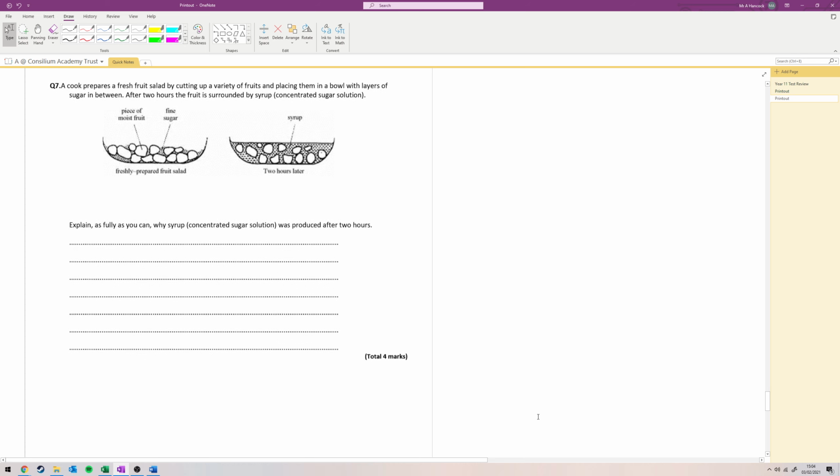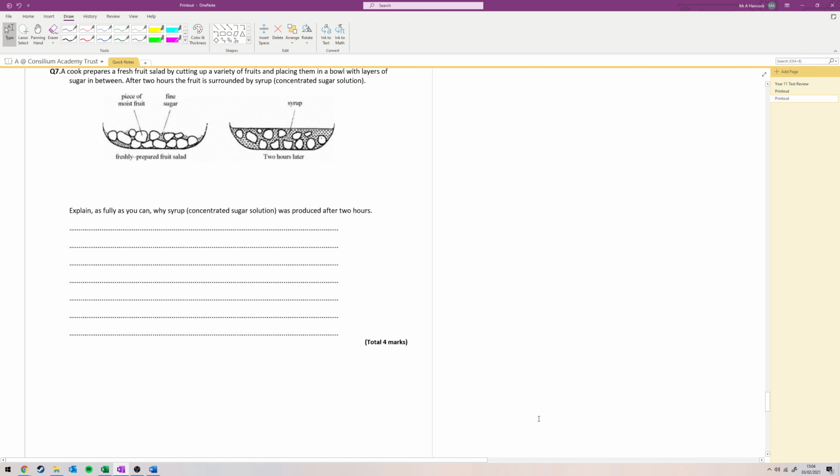Question 7. A cook prepares a fresh fruit salad by cutting up a variety of fruits, placing them into a bowl. After 2 hours, the fruit is surrounded by syrup. So let's have a look at my fruit piece. Here's my fruit piece. It's a piece of moist fruit. They put sugar on the outside. Actually, I'm going to make my fruit piece a little bit bigger. I'm going to do it in green because it's a plant.